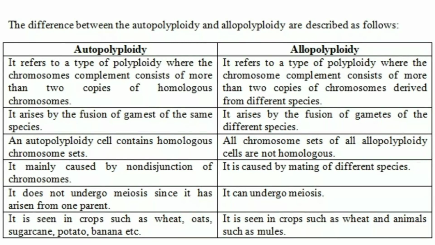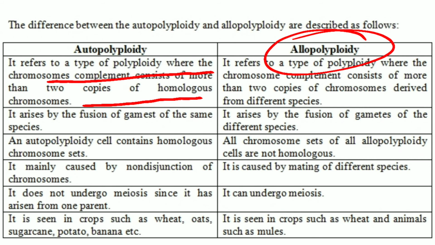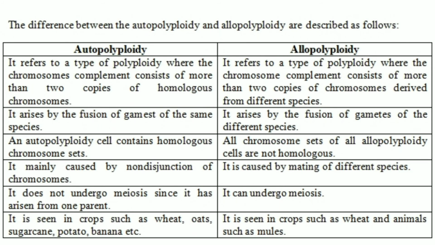Now let us find out the differences between the autopolyploids and the allopolyploids. They can be summarized as follows, as you can see in this table. Autopolyploidy refers to the type of polyploidy where the chromosomal complement consists of more than two copies of the homologous chromosome, whereas in allopolyploids, the complement chromosome sets of the two copies of the chromosomes are derived from two different species. Autopolyploids arise by the fusion of the gametes of the same species. Allopolyploids arise from the fusion of gametes of different species.